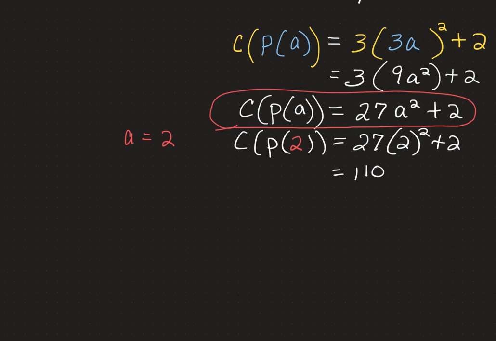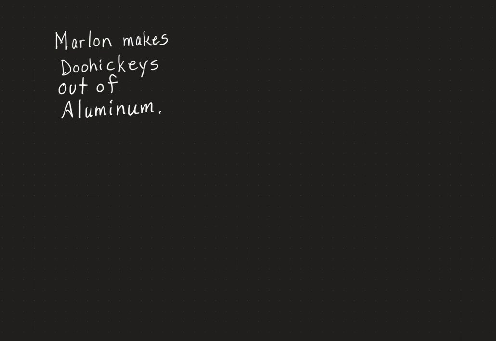Does this have any type of real-world application? You betcha. Marlin makes doohickeys out of aluminum. Now, don't you love these real-world applications? Now, Marlin has been doing this for years, and so he has determined that if he measures his aluminum that he purchases in kilograms, then this formula here will tell him how many doohickeys he can make out of those kilograms of aluminum.